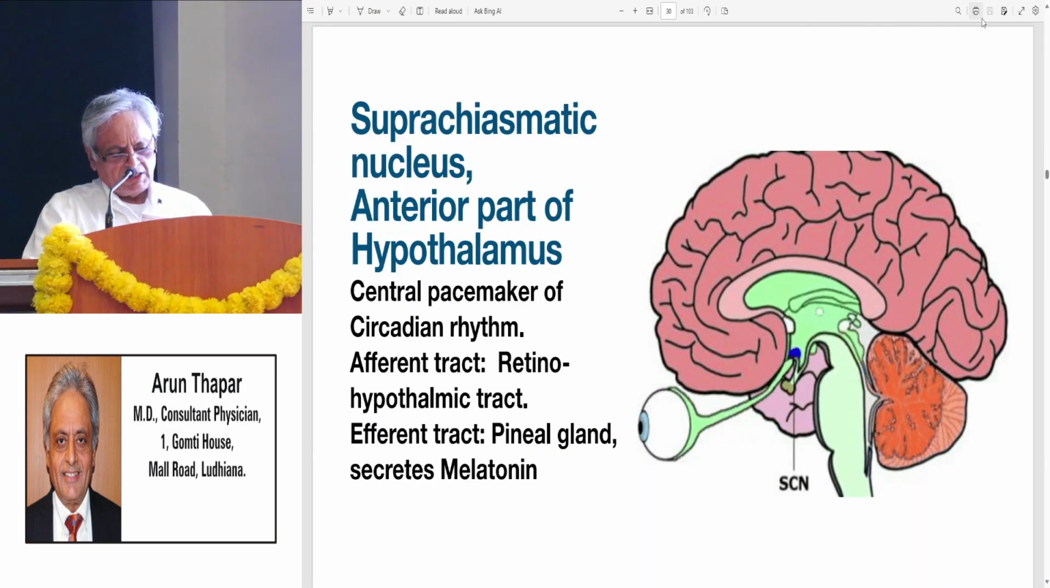The anatomy of sleep: the suprachiasmatic nucleus is the one we'll be discussing for this part, which is situated in the anterior part of the hypothalamus. It is the central pacemaker of the circadian rhythm. The afferent tract starts from the eyes, that is the retino-hypothalamic tract, and the efferents go to the pineal gland, which thereby secretes melatonin.